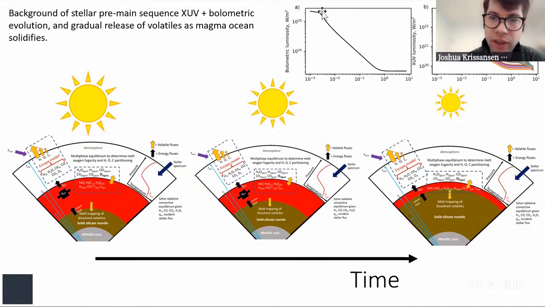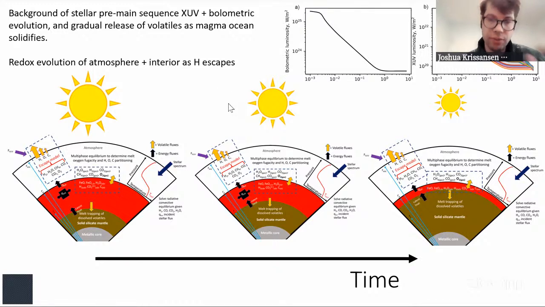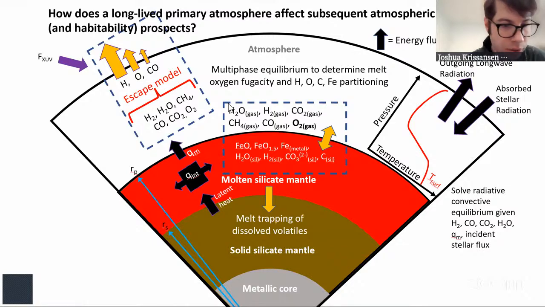The star is evolving in terms of its bolometric luminosity and XUV luminosity, and then we're calculating how the magma ocean solidifies, and as species are lost to space and as the star cools off, to try and predict the final atmospheres, or lack thereof, for these planets. And of course, as you're losing atmosphere, the redox state of the whole planet is evolving. You're potentially getting more oxidized as you lose hydrogen to space. So hopefully that gives you some sense of what the model is doing.